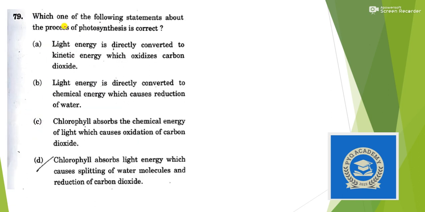Okay. Next, the following statements about starch and glycogen. Starch is present in plant cells and glycogen is present in animal cells. Answer option C. Next, which of the following statements about the process of photosynthesis is correct? This is directly taken from NCERT. Chlorophyll absorbs light energy, which causes splitting of water molecules and reduction of carbon dioxide. Next, kwashiorkor is a form of malnutrition caused by deficiency of, answer D, proteins.